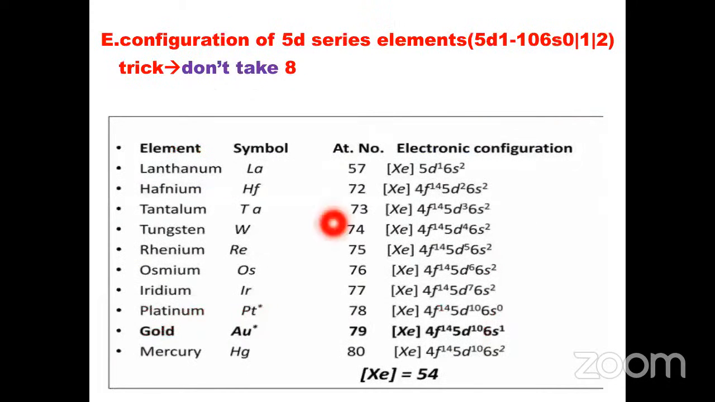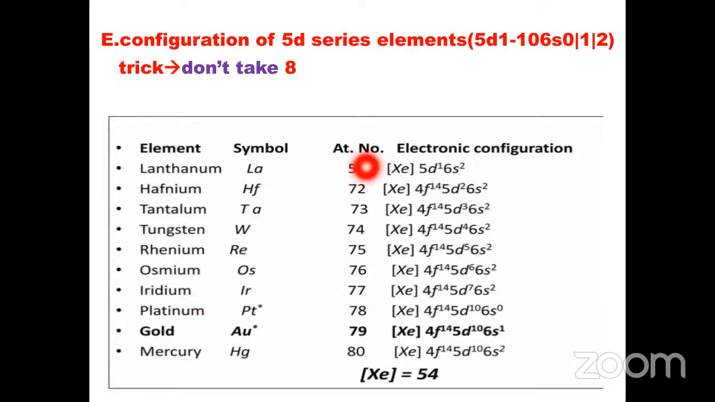Okay. Next we go to the electronic configuration of the 5d series of elements. The general electronic configuration of the 5d series is 5d 1 to 10 and 6s 0, 1 or 2. These are the 5d series elements: lanthanum, hafnium, tantalum, tungsten, rhenium, osmium, iridium, platinum, gold and mercury.